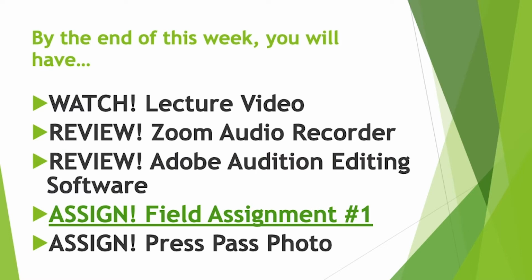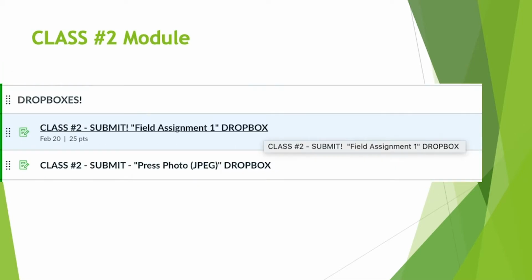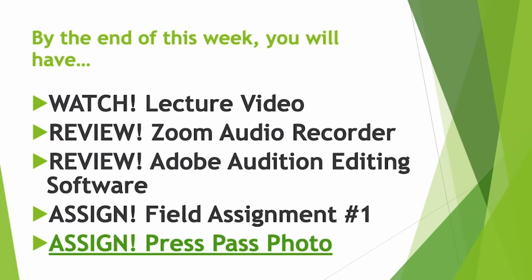This week, you'll be assigned Field Assignment 1. You will listen to student examples of Field Assignment 1 so you'll know what's expected of you. And you will submit your completed assignment to the Dropbox at the bottom of the Class Number 2 module by the end of this week. Finally, you'll be assigned to take and submit to the Dropbox a photo that can be used for your press pass.